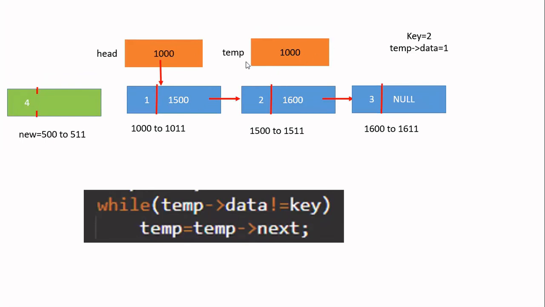Here I am starting with temp equal to 1000. My key is 2. First I am checking whether temp arrow data is equal to 2. Currently, temp arrow data is 1, because temp is now 1000. Temp arrow data means this one. This is not equal to the key. Now what I will do, see, I am giving animation.